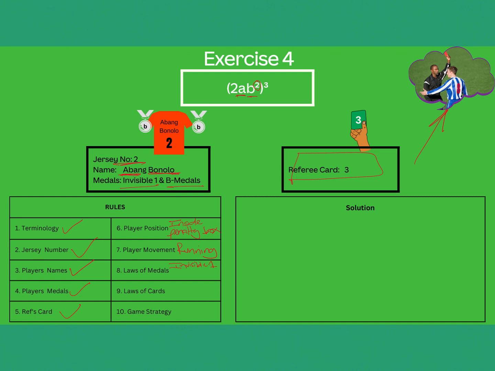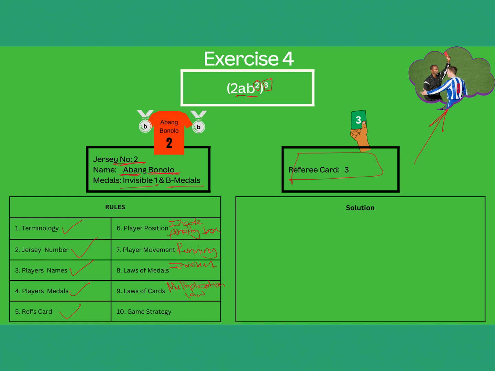Right. But now we don't have tackling players or jumping players, which means that we can't really do much with the medals. We can't add them, we can't subtract them. We only have the invisible one medal. Then we move to laws of cards. Now we have a card here, the referee card. And when we have a referee card outside, then we have to multiply that card with the medals inside, which means we have the multiplication law.